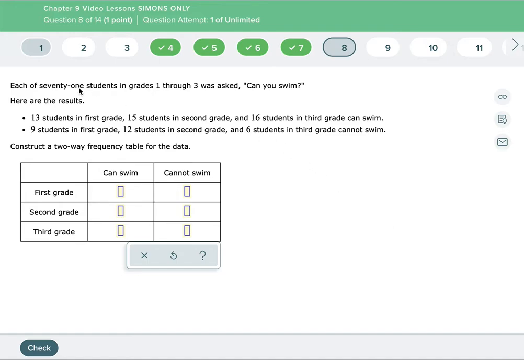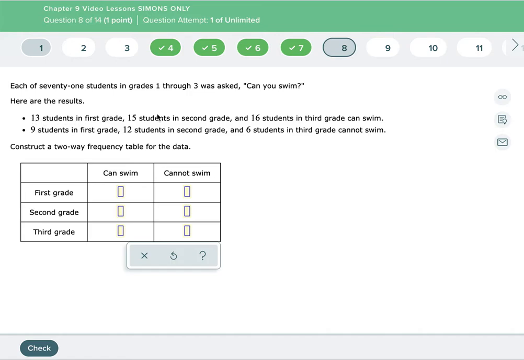So in this one, we have 71 students all together. So grades 1 through 3, there are 71 total students, and they are asking them, can you swim? So the possible answers are yes or no. I can swim or I can't swim. And so the results they got is 13 students in first grade, 15 in second, and 16 in third can swim. So if you look at where the column for can swim is, it's broken up into first, second, and third grade. So all you got to do is just take these numbers and put them where they go.